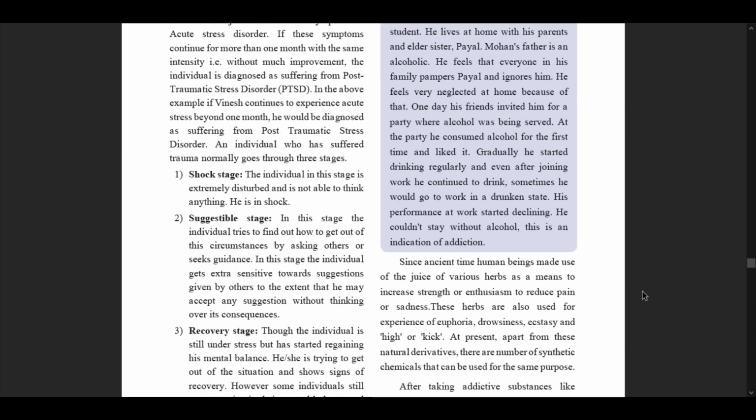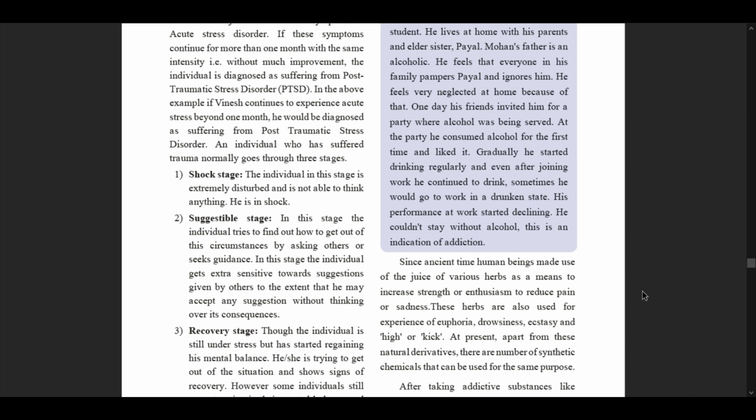Then we move on to the second stage, the suggestible stage. In this stage, the individual tries to find out how to get out of these circumstances by asking others or seeking guidance. The individual gets extra sensitive towards suggestions given by others, to the extent that he may accept any suggestion without thinking over its consequences. So here, an individual seeks help or guidance on how to get out of the situation, what is happening with himself, and how he can cure what he is going through.